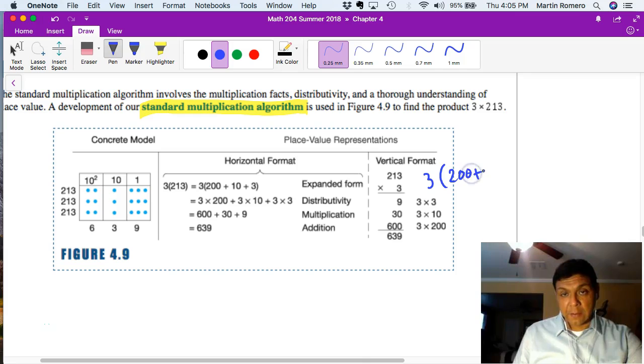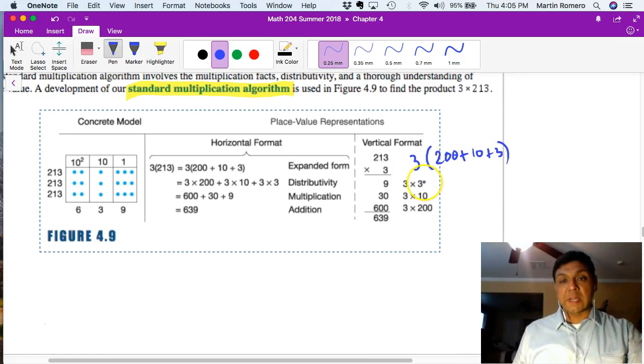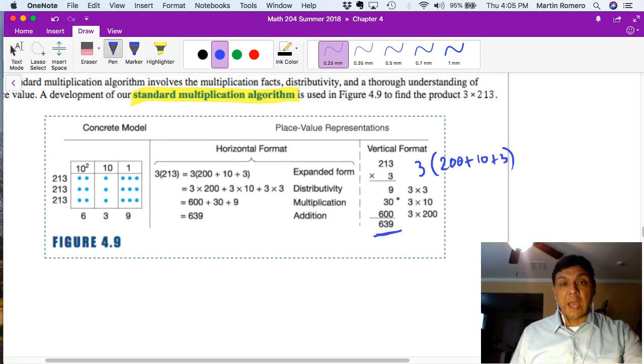the standard algorithm is distributive property. You can see distributive property here when you see 3 times 3 is 9, 3 times 10 is 30, 3 times 200 is 600, and then you add them together and give you 639. That's what we call that standard algorithm as we learn to do that. And again, you can see it right here.